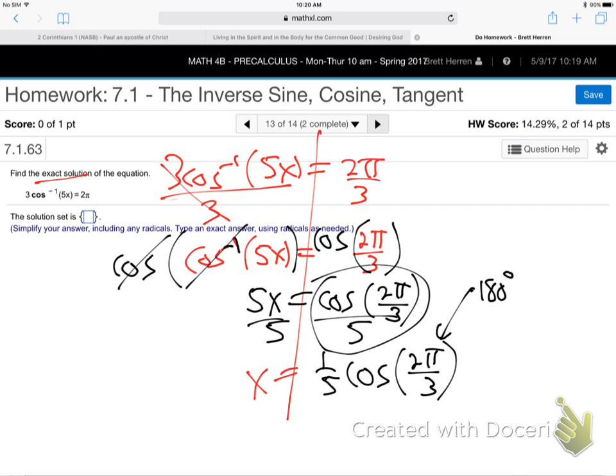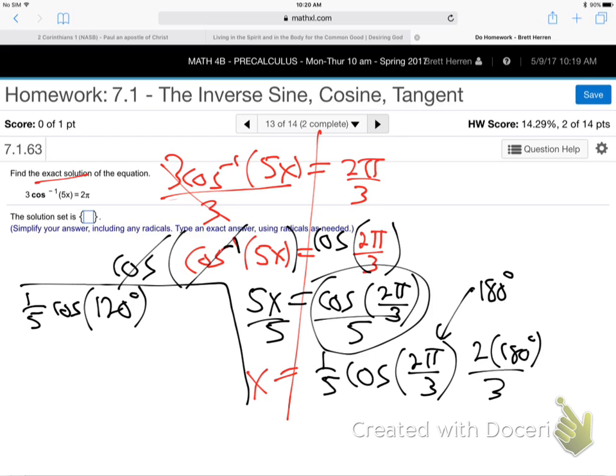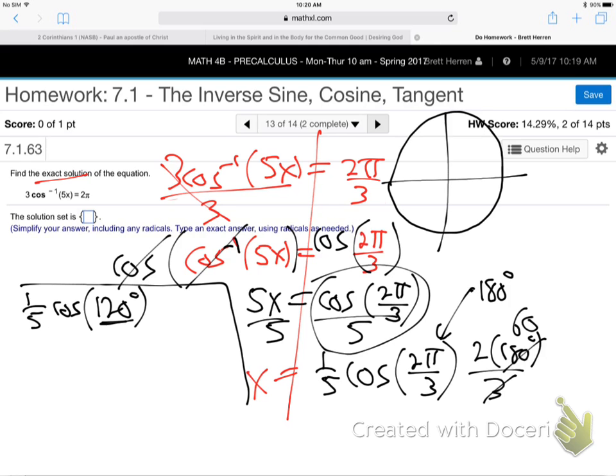Okay, so let's figure that out over here. So 1/5 cosine of 120 degrees. See how I figured that out? It's 2 times 180 over 3, right? Pi is 180. I always change to degrees. I just think better in degrees. 3 goes into 180 60 times, and 2 times 60 is 120. So cosine of 120. No calculator, so how do we figure out cosine of 120? Unit circle. Draw a little one.